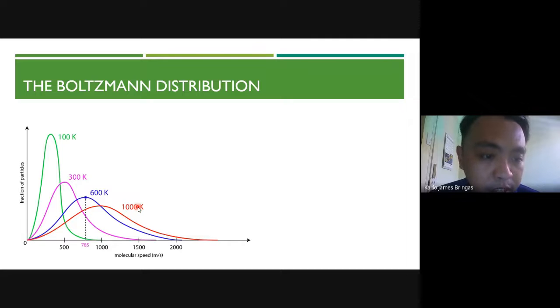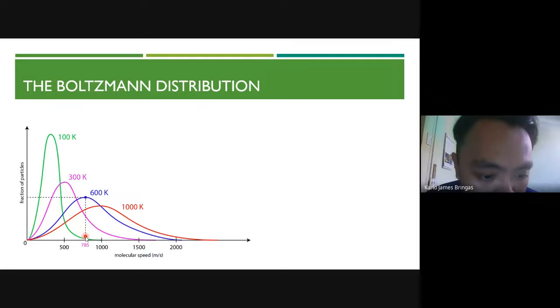In the case of our 600 Kelvin, again, we can draw a line from the peak going down to the x-axis. Using a ruler, we can measure the distance from 500 to this dotted line, divided by the distance between 500 and 1000. From that, I can already infer that the most probable speed at 600 Kelvin is 785 meters per second.